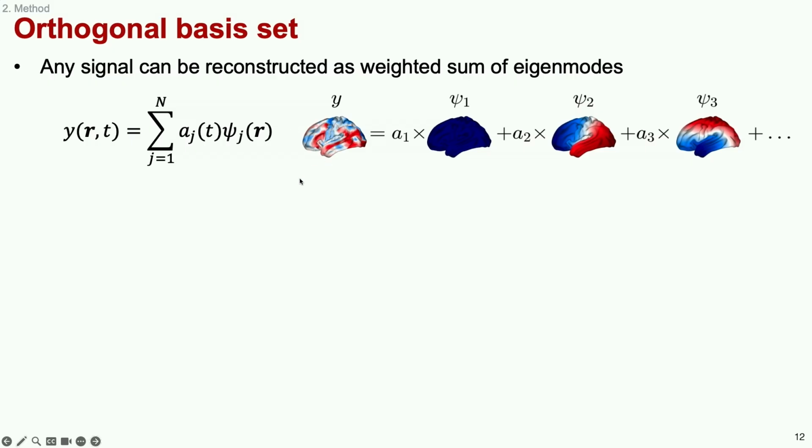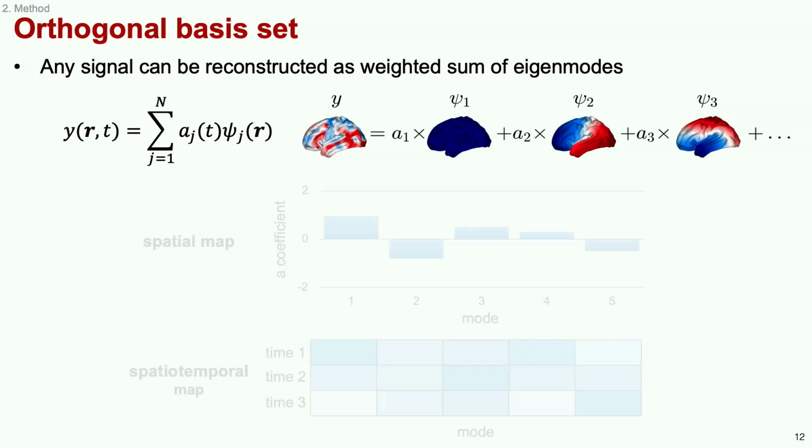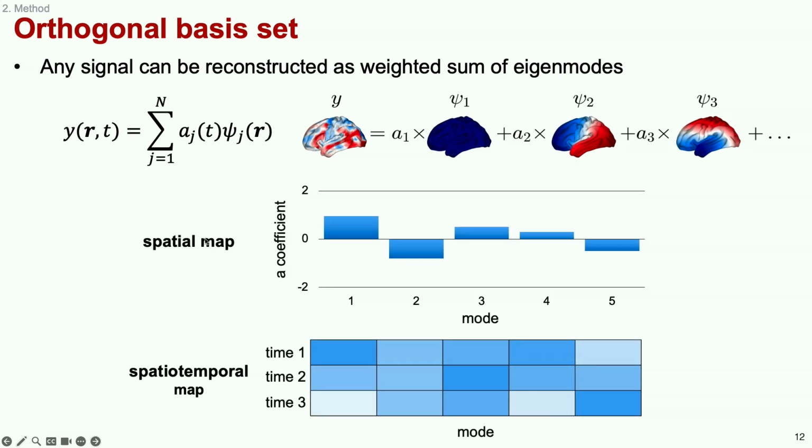Suppose you have this map Y. You can now reconstruct that map as a linear combination of all the modes weighted by some coefficient A. That's for a spatial map. You can also do this for maps that vary in time. For every single time snapshot that you have, you do this decomposition. For a spatial map, you'll get what I'll call a spectrum of the coefficients, but for a spatiotemporal map, you'll have the spectrum of the coefficients for every single time point.